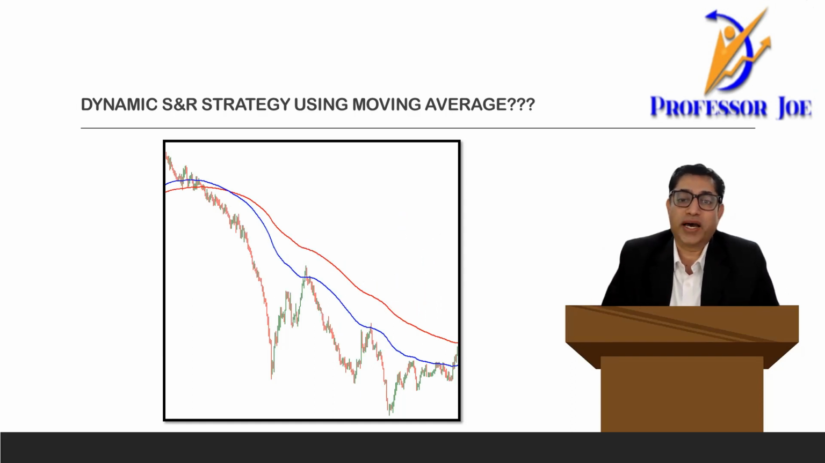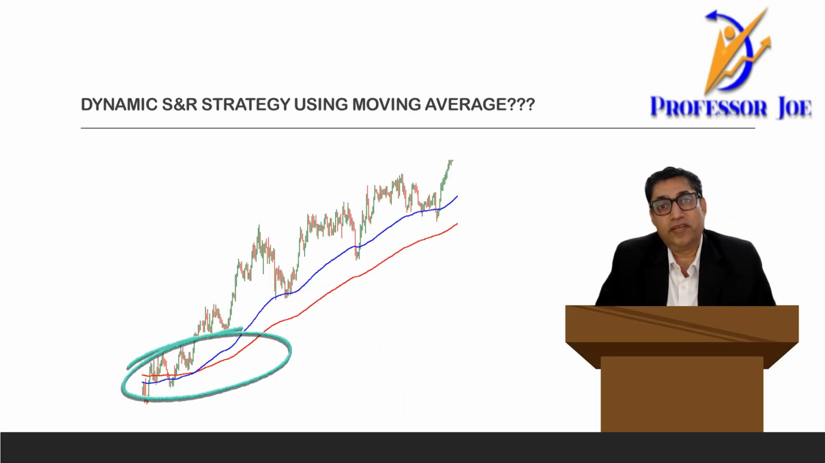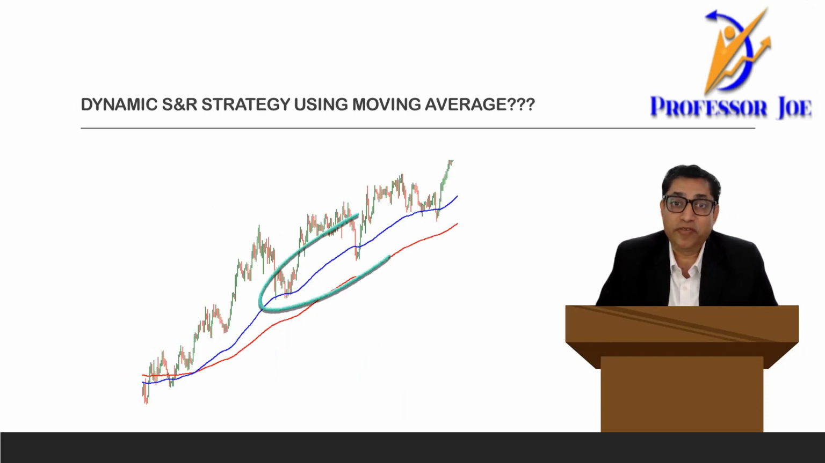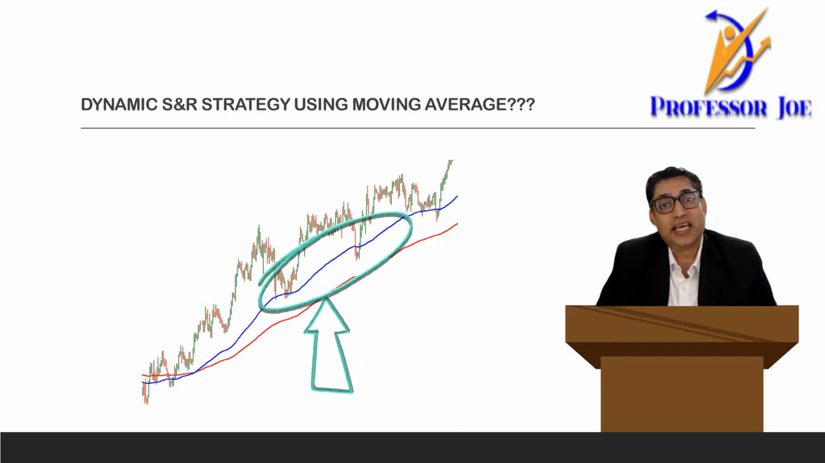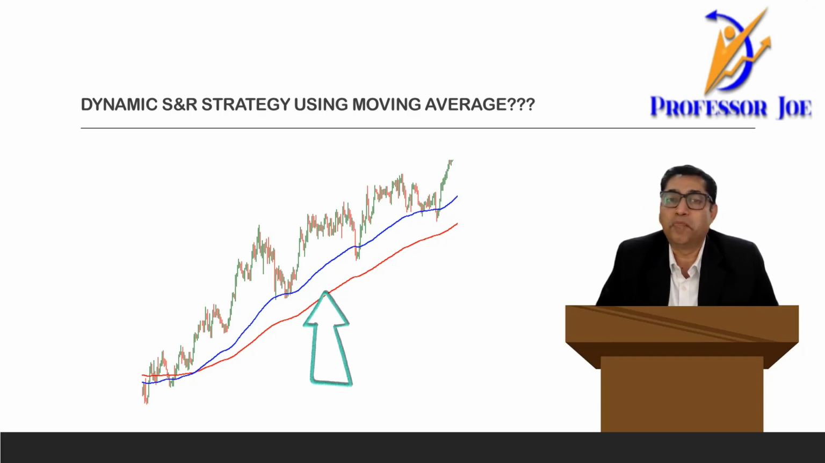And in the case of a buy, first the trader will wait for the crossover to happen. Then the trader will wait for the price to retrace in between both the moving averages, and then they will execute the buy call. So this is how they will use dynamic support and resistance.